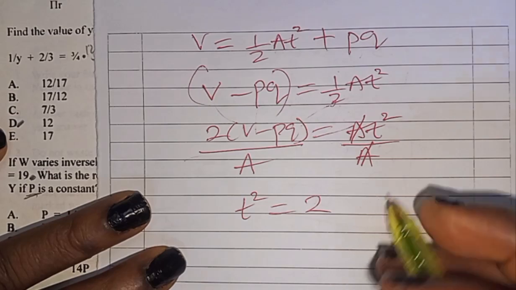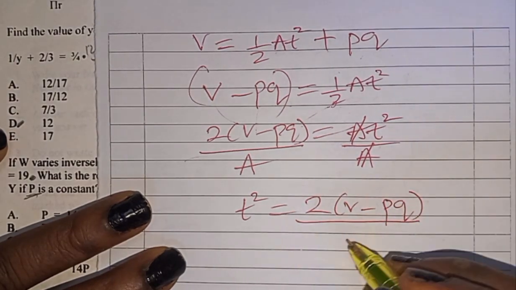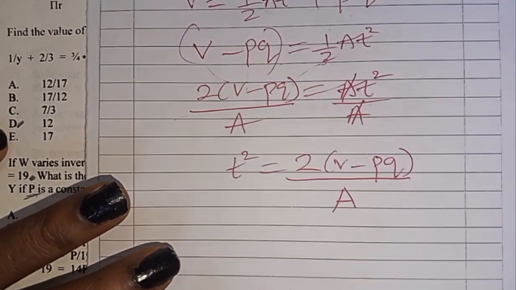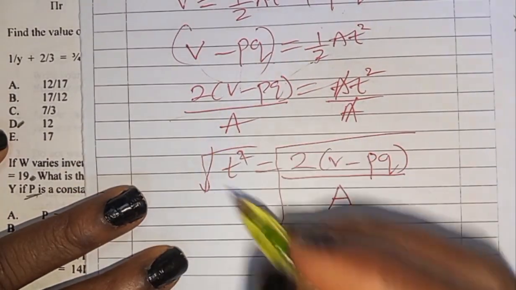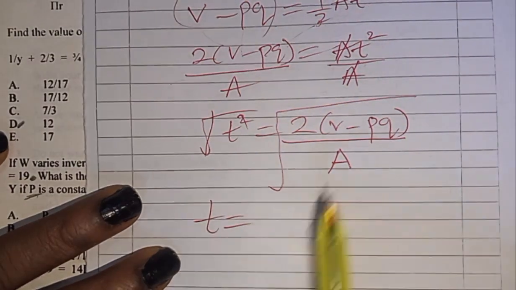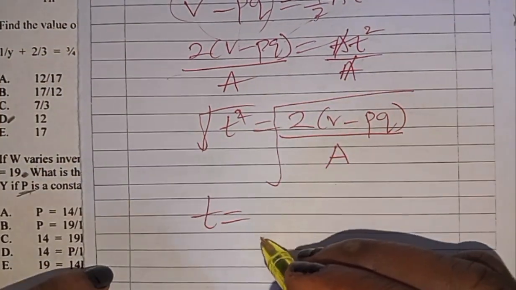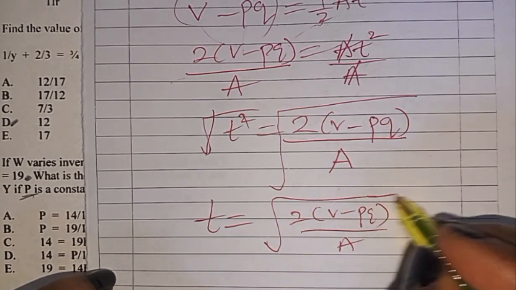Let me copy it first. So one of the topics that is very easy in maths is change of subject of formula. So take square root of both sides, square cancels square root. So my T is this, as in square root of 2V minus PQ, then over A.